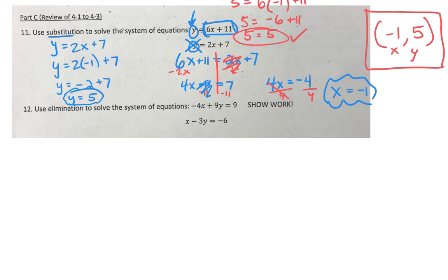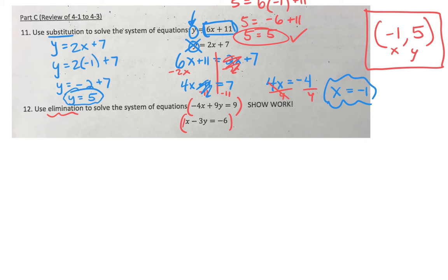All right, number 12 says use elimination, my favorite method. Now to use elimination, you have to have opposites. So look at the top equation, look at the bottom equation. I have a negative 4x, and on the bottom equation, a positive 1x. Those aren't opposites. I have a positive 9y on top and a negative 3y on bottom.